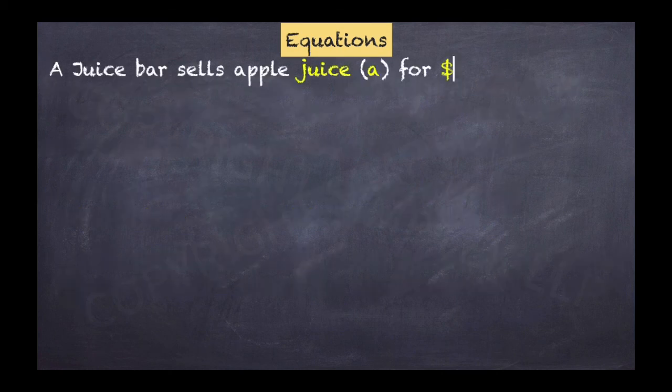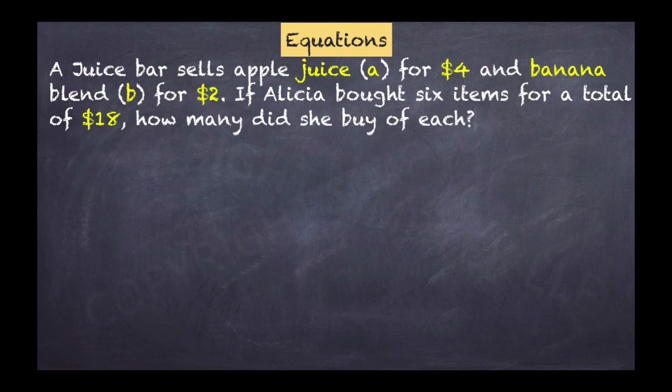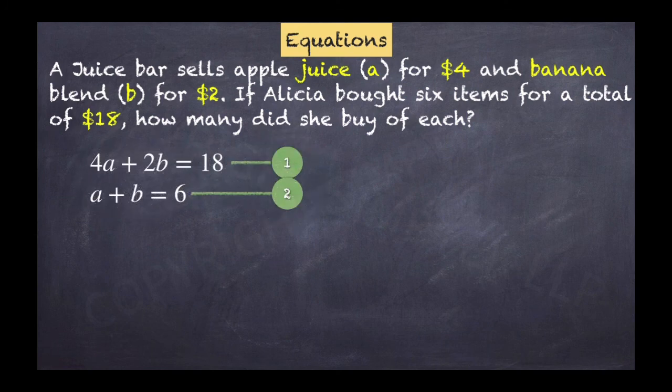A juice bar sells apple juice A for $4 and banana blend B for $2. If Alicia bought 6 items for a total of $18, how many did she buy of each? We rewrite the problem into two equations where 4a plus 2b equals 18 is equation 1 and a plus b equals 6 is equation 2.